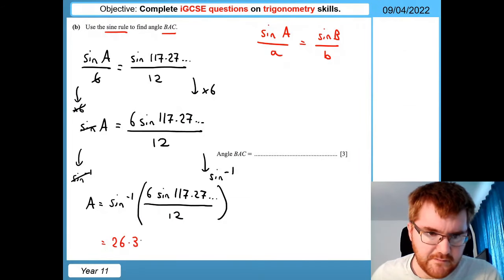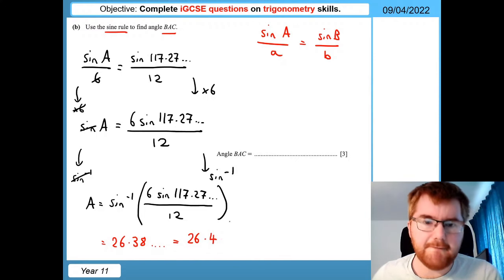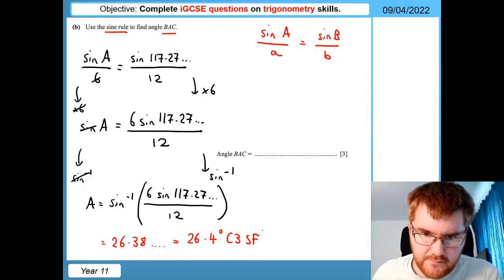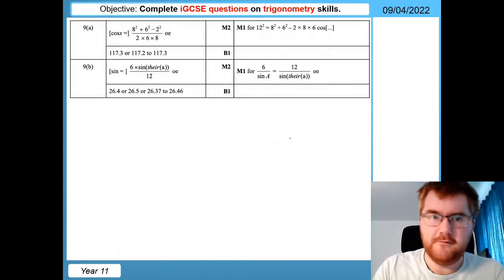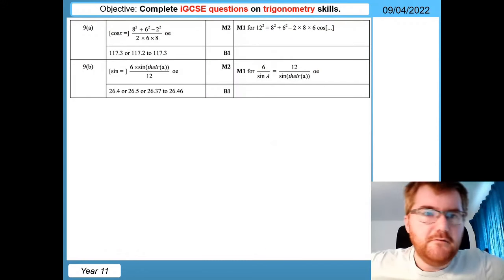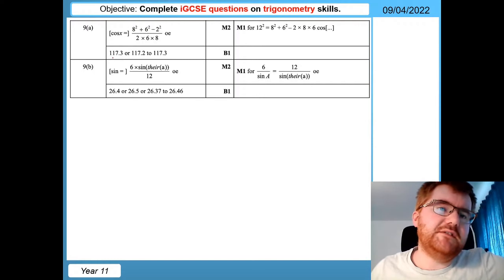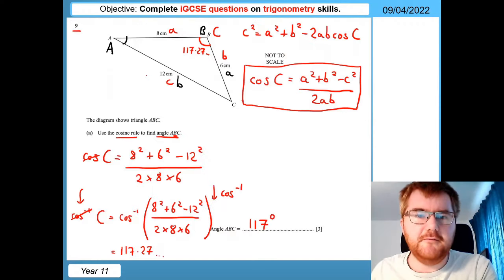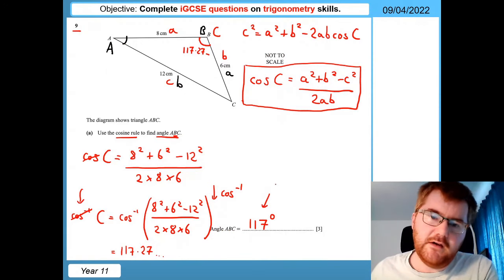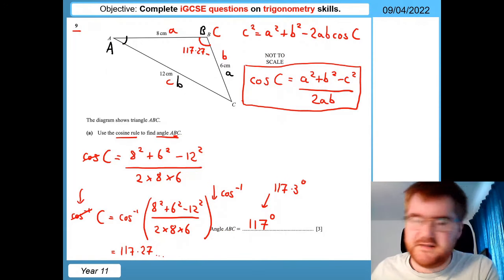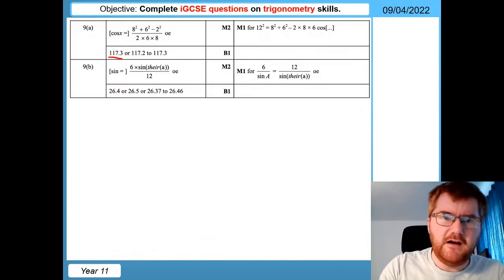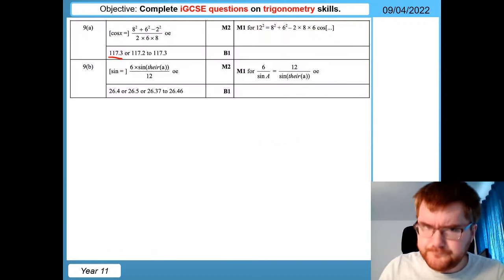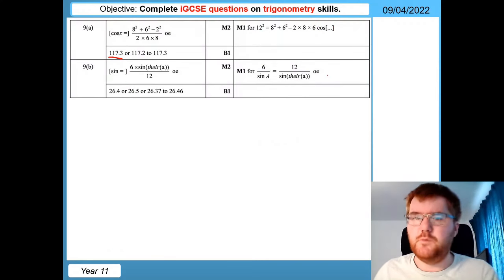26.38... rounded, of course, that's going to be 26.4 degrees to 3 significant figures. Like so. Right, you can check the answers that we've just gone through here. That's interesting. They've wanted this to 1 decimal place, which is interesting. Usually it's 3 significant figures. So, okay, one thing I would highlight then is that they want all angles to 1 decimal place. Generally, I would think 3 significant figures is absolutely fine. And to be fair, I did show the 0.27 in the working of the question as well.